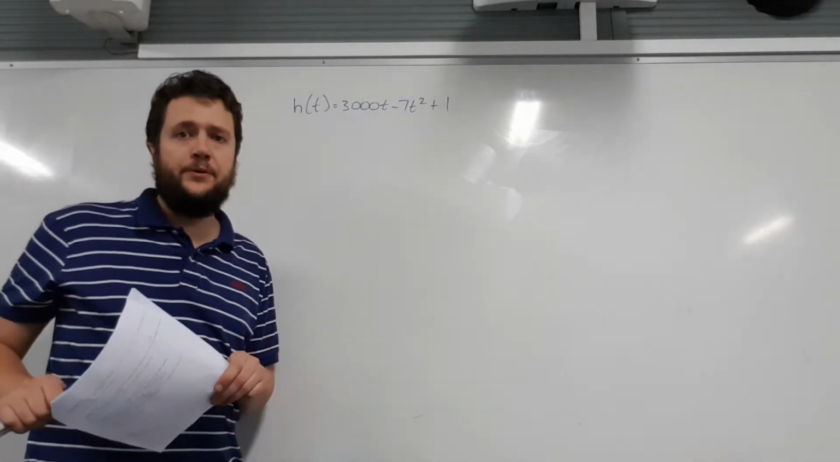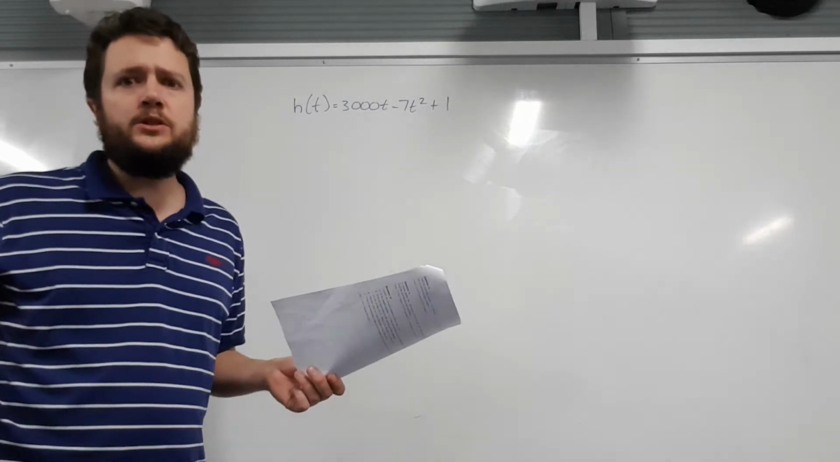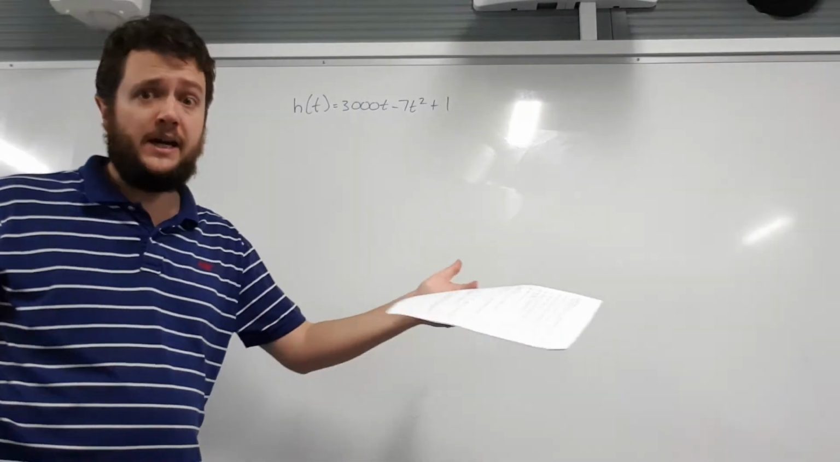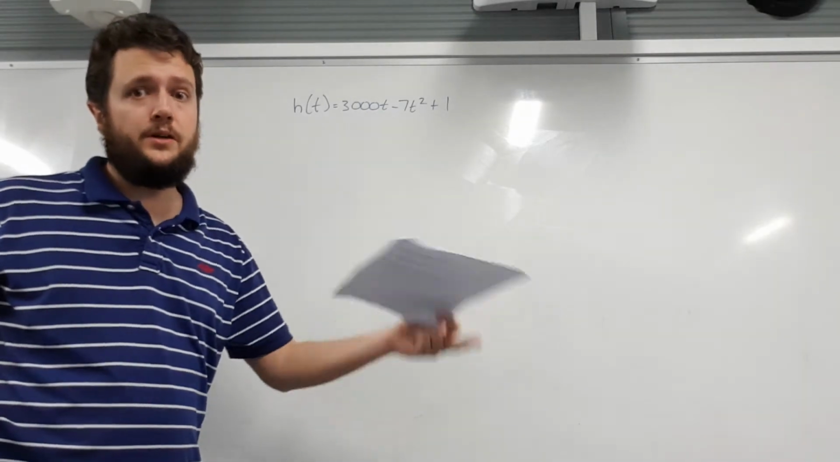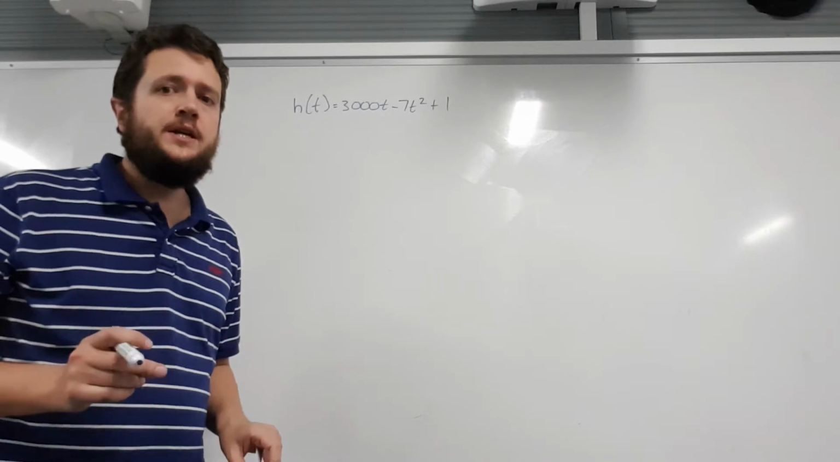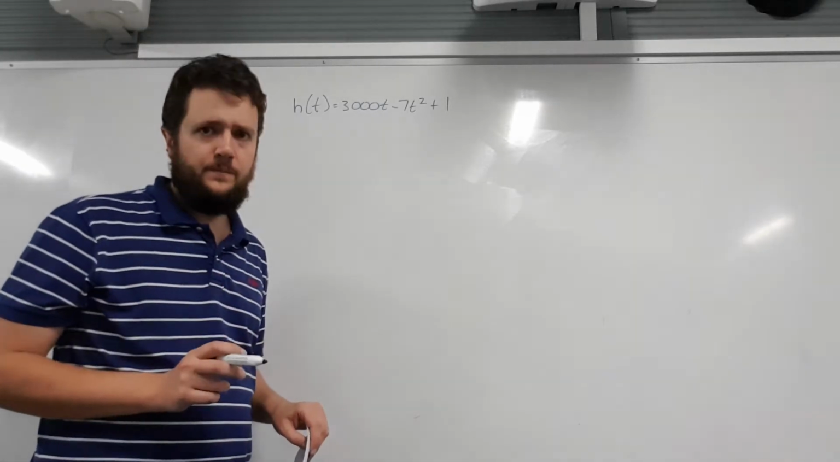Maximum is a special word. Have a quick chat about this. If you think back, when we talked about stationary points, there were 3 types of stationary points: maximum, minimum, horizontal point of inflection. The important thing to remember about all of them is they all occur when the gradient is 0.